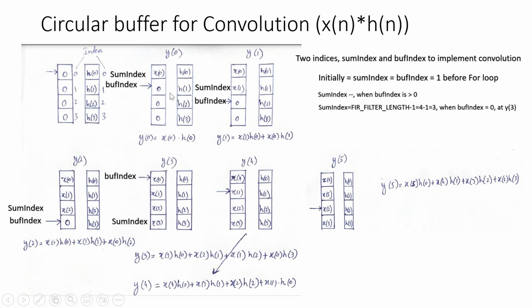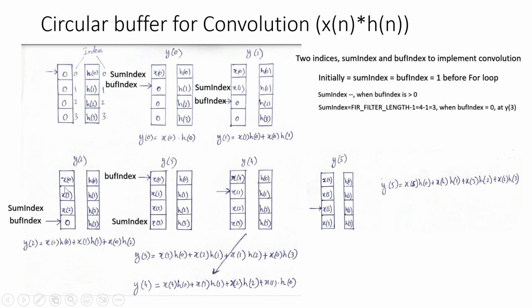When the next sample comes in at this point, it will be at this position. We have increased our buffer index, and our sum index is always one less than the buffer index. So we will start our multiplication from this sample. Now we have two samples, so I will multiply the current sample with the first value of the impulse response, and then the previous sample with the next value of the impulse response. So we always multiply the current sample with the first value of the impulse response and the previous sample with the next value of the impulse response, and so on.